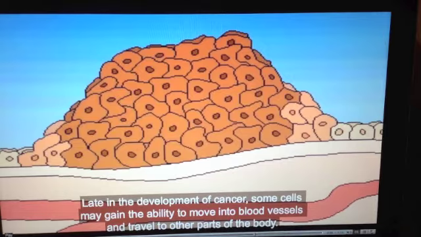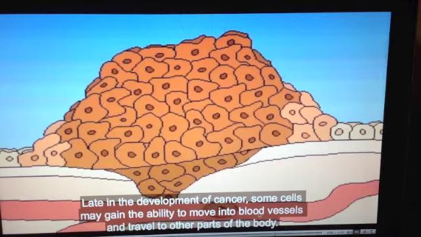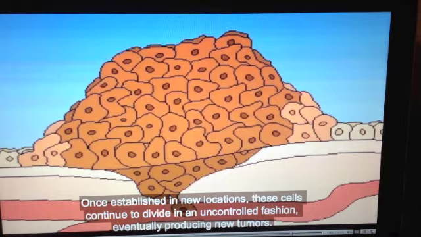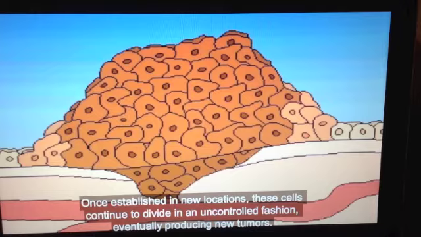Late in the development of cancer, some cells may gain the ability to move into blood vessels and travel to other parts of the body. Once established in new locations, these cells continue to divide in an uncontrolled fashion, eventually producing new tumors.